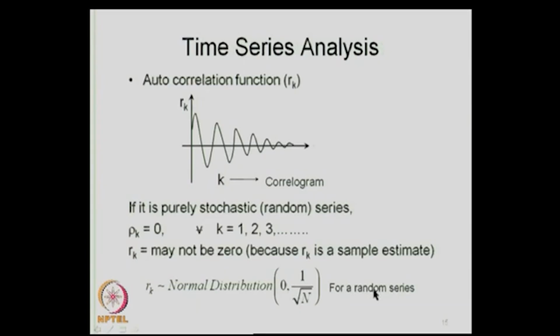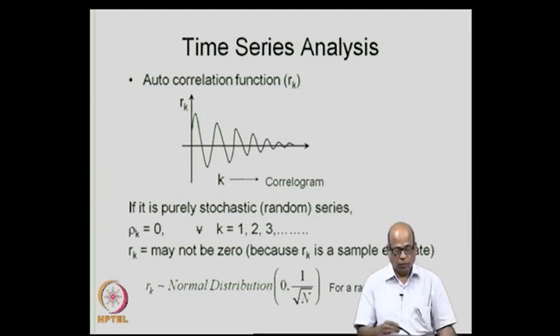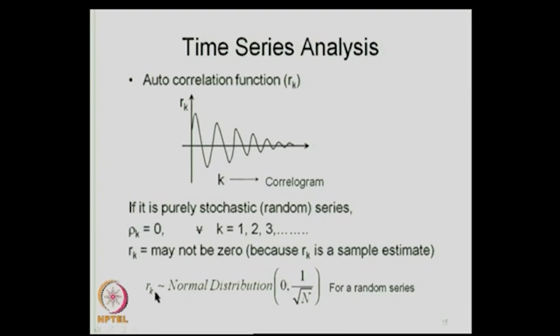The R k for a random series follows a normal distribution. It can be shown that it follows a normal distribution with a 0 mean and a standard deviation of 1 over root n, where n is the number of observations. We use this fact to examine whether a given value of R k, which is a sample estimate of the autocorrelation at lag k, is a significant autocorrelation or not.